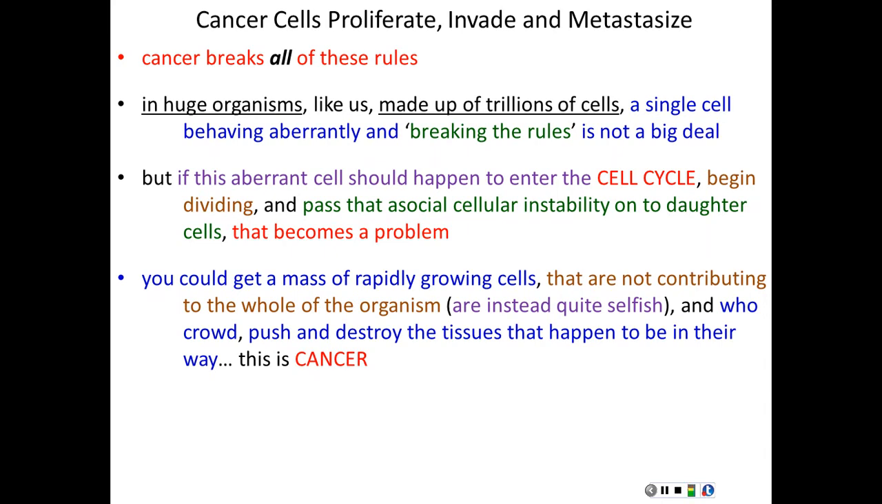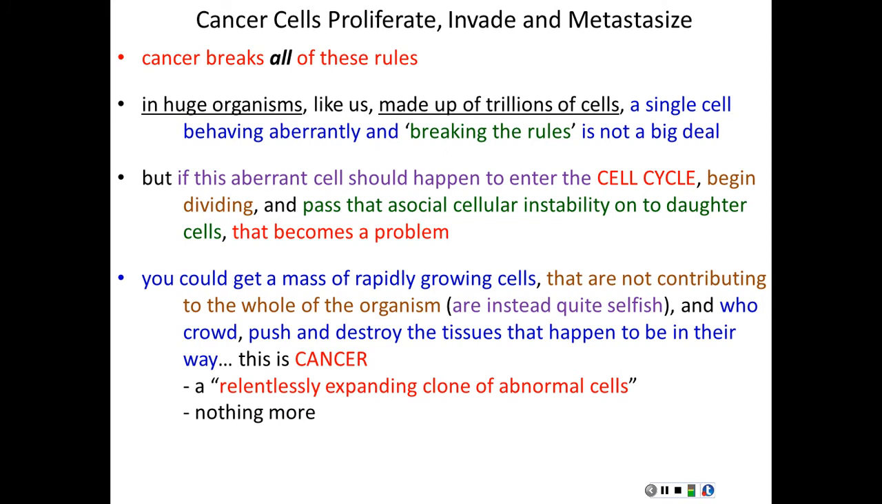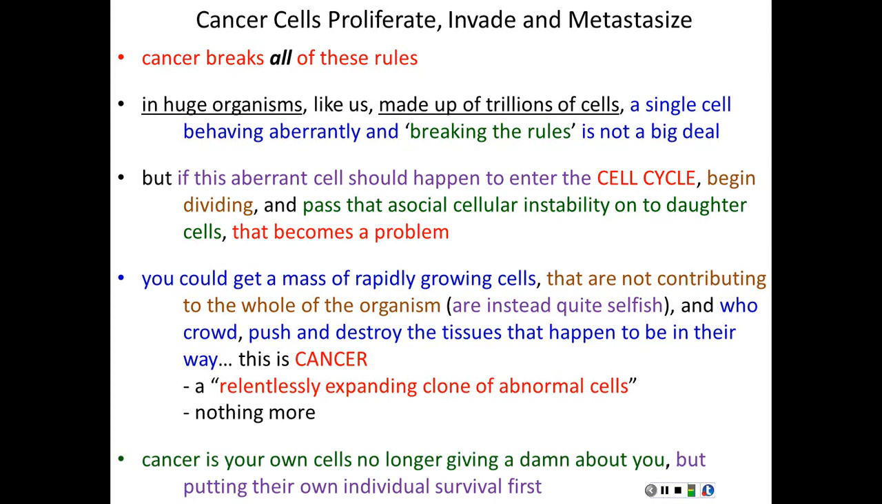So what happens in this situation for cancer cells is you get a mass, a population, a tumor, of rapidly growing cells that are not contributing to the entire whole of the organism. They are not sacrificing themselves for the greater good. Instead, they are quite selfish. And this large mass of rapidly dividing aberrant cells crowd and push into and destroy the healthy tissues that happen to be around them. That's cancer. The textbook defines cancer as a relentlessly expanding clone of abnormal cells. What a perfect 6-word description of this disease. That's all it is. Relentlessly growing tumor of asocial cells.